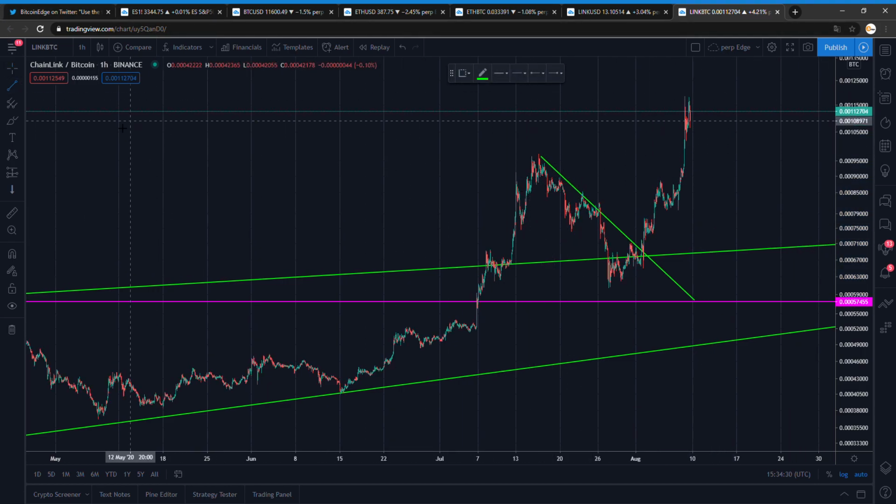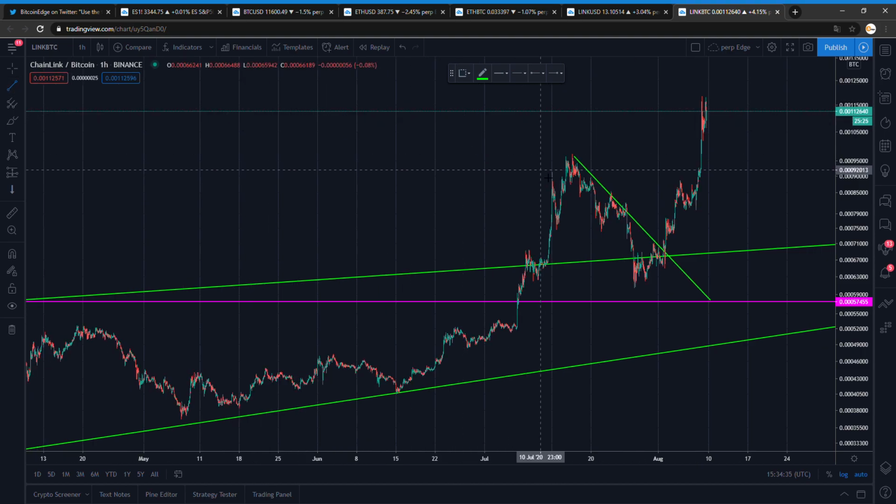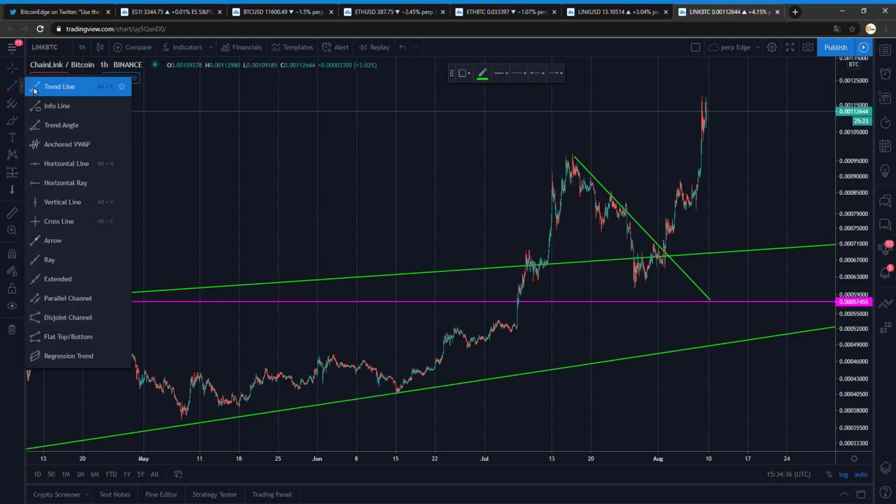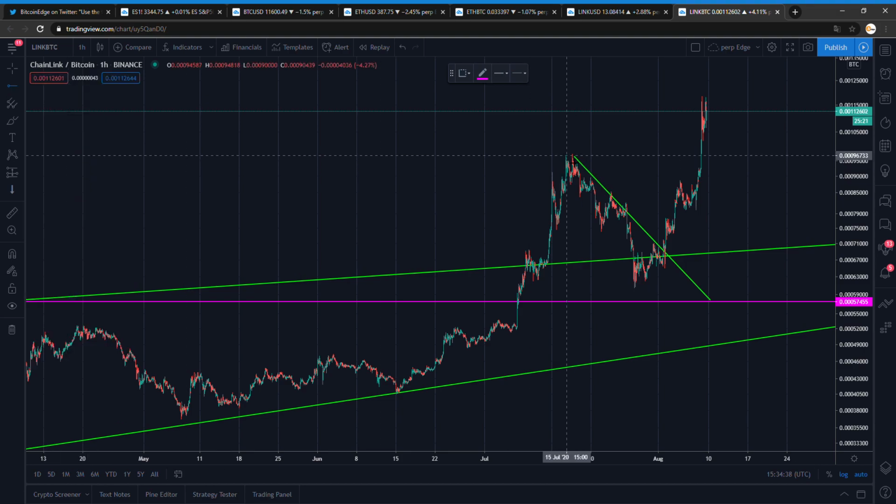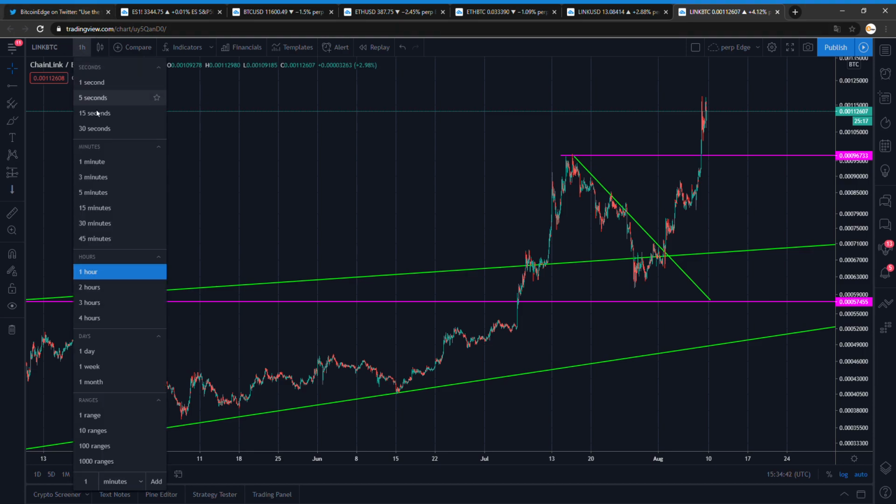And then we see levels. I mean, it's going parabolic. It could come back for a retest of this level, but it's looking very good. It's looking very strong at the moment. So this is about it.